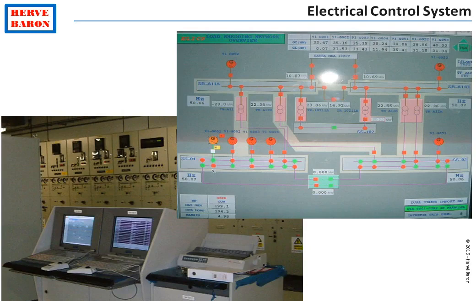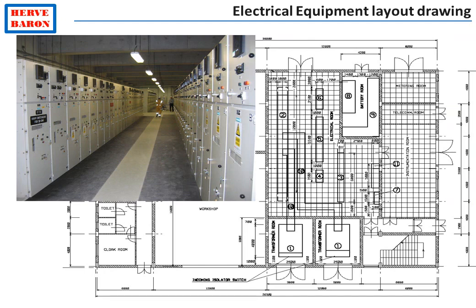Now that we have seen the various pieces of electrical equipment, let's look at the drawings that are produced to install all this equipment at site. The electrical equipment layout drawing shows the arrangement of the electrical switchboards in the electrical substations.